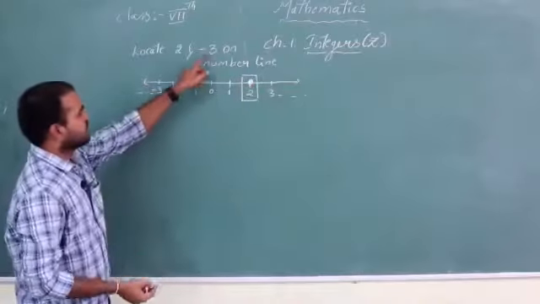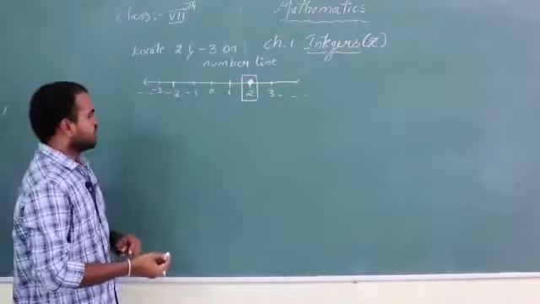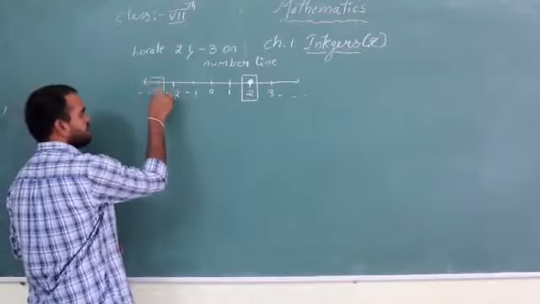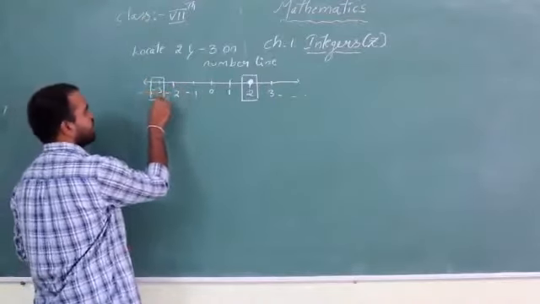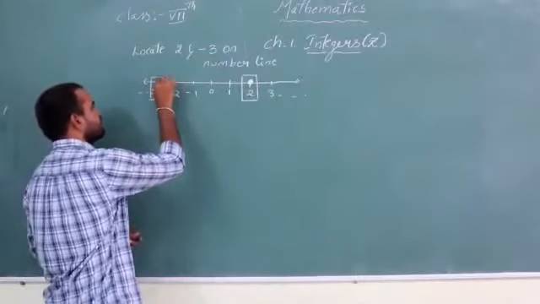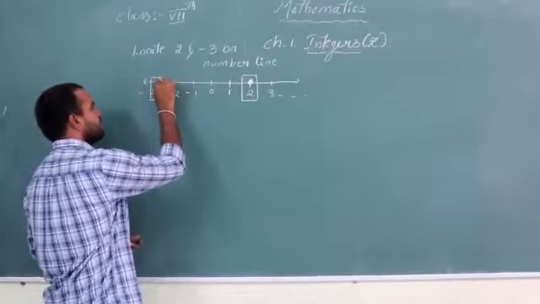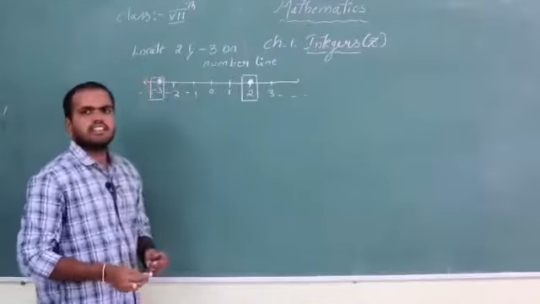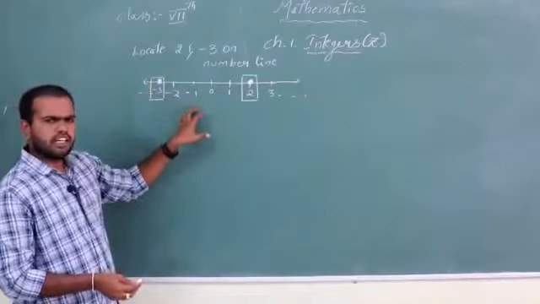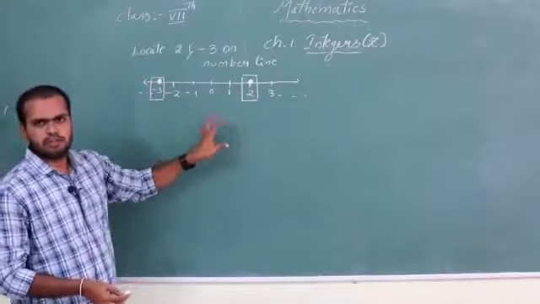Okay, so what is the next number? Minus 3 is there. So where is the minus 3? Here, right? So minus 3. Like this we have to locate on the number line, or else if you want you can keep the bold thick dot. Like this we have to represent, or locate, both are the same only.